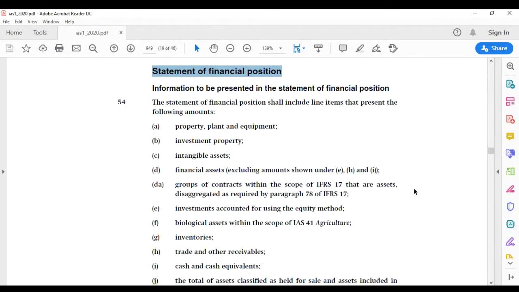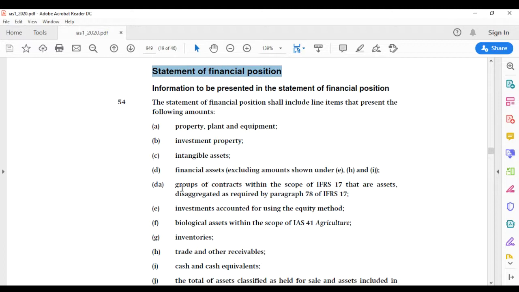And then financial assets. Financial assets, that is what is very commonly known as investments. So financial assets would be your investments in the shares of another company, and also certain kinds of financial investments that are not regarded as cash and cash equivalents, which we'll be discussing a little bit later.